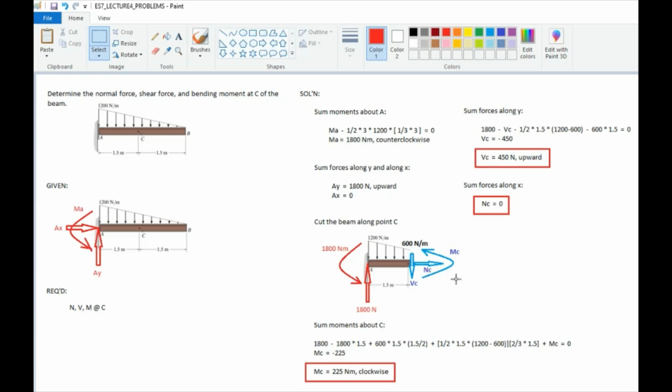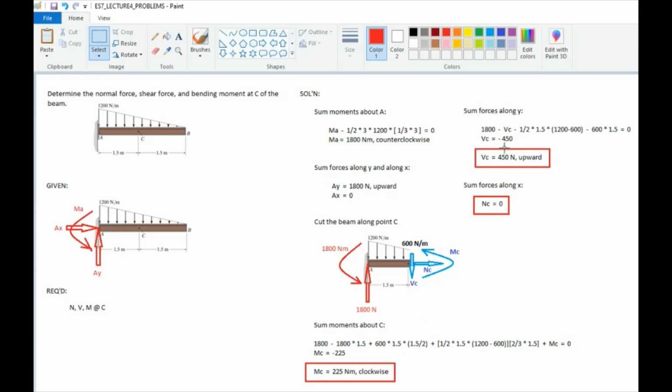And then, don't forget our MC here. Okay, so, we set MC as counterclockwise in direction. So, plus MC equals 0. Solving, we get MC to be negative 225. Therefore, MC is actually clockwise. Okay, so, final answer, the moment at C is 225 Newton meters clockwise.